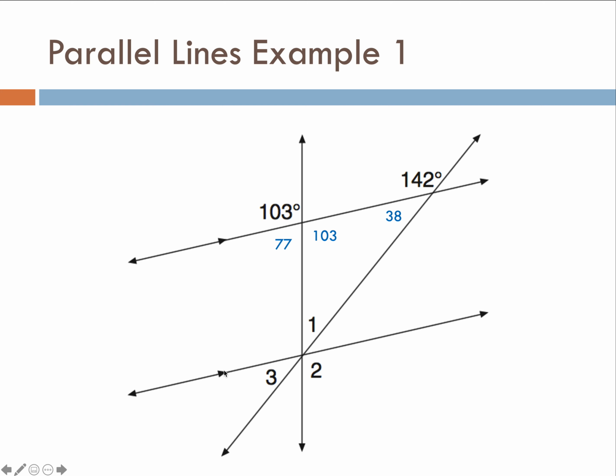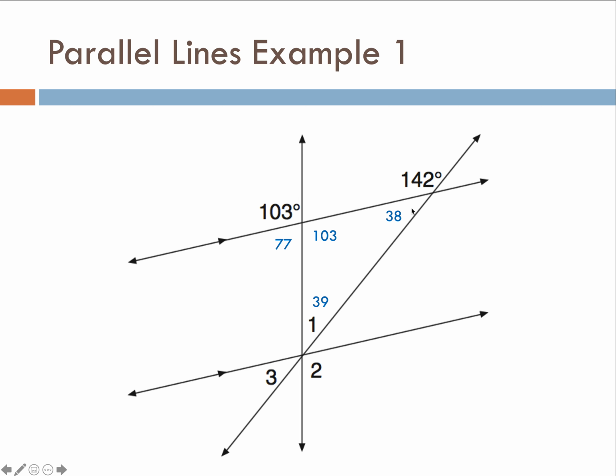So here are my first three angles. The 77 is due to the fact that 103 and 77 have to add to 180 degrees because these two angles are supplementary. This 103 is across the vertex from that 103. So these are called vertical angles, and vertical angles must be equivalent. Over here, again, 142 and 38 have to add to 180 degrees. So these are called supplemental angles.